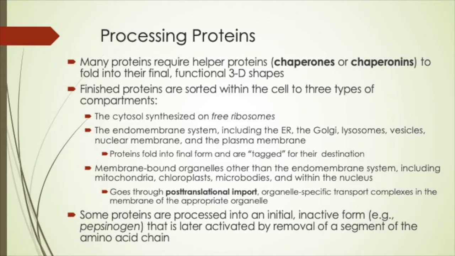Many proteins require helper proteins, other proteins that help them out with what they need to do. Chaperones or chaperonins fold them into their final 3D shapes. Sometimes they need to be folded into specific shapes in order to do their function, so they need other proteins to help them fold. Finished proteins are sorted within the cell into three different compartments. The cytosol: synthesized on free ribosomes, right? If they need to go to the cytoskeleton, they will be taken to the cytoskeleton or microtubules or other parts like the vacuole.